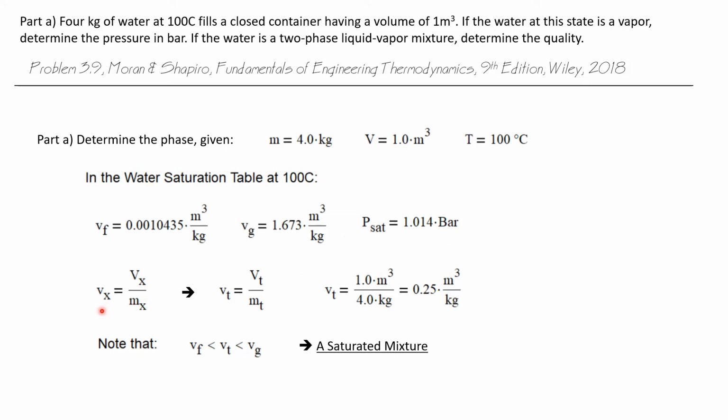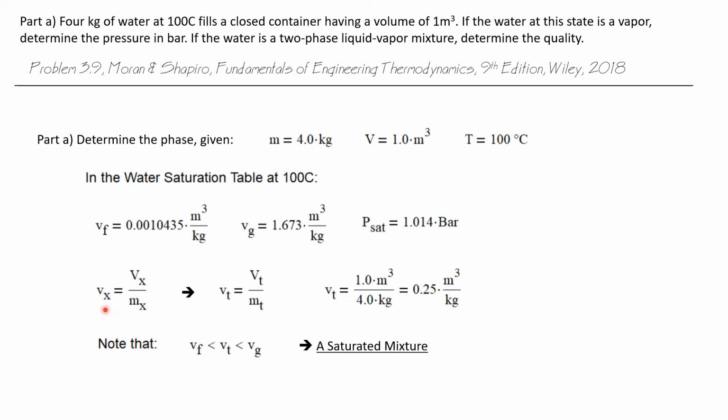Now, we know that the definition of specific volume is simply volume divided by mass. Notice I put a subscript X on these variables. The reason is we can put any number of different subscripts on this equation and it will be valid. So for instance, I could put a T here for total, in which case I'm saying that the specific volume of the total mixture is equal to the total volume that the mixture fits in divided by the total mass. Or I could have put a G in here or an F in here.